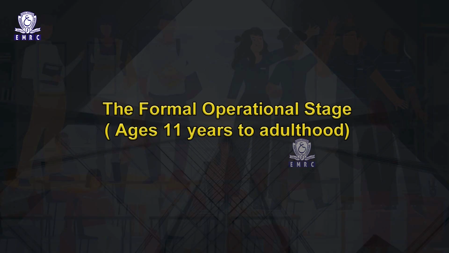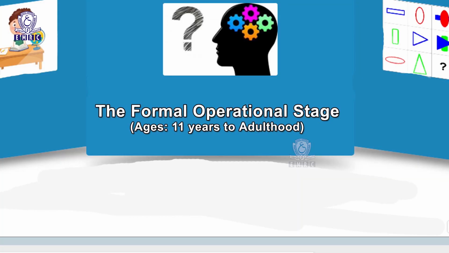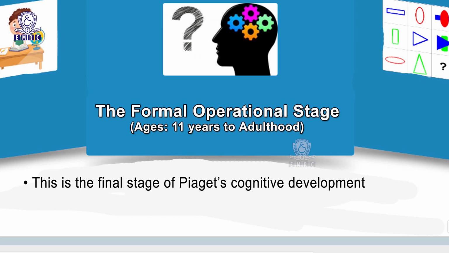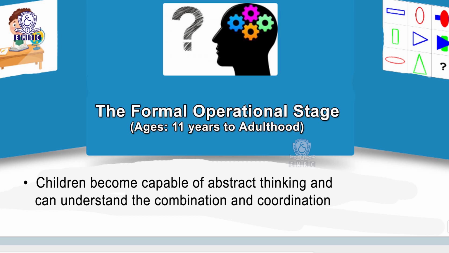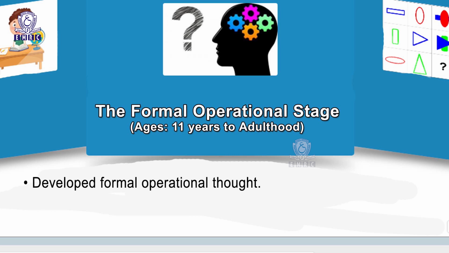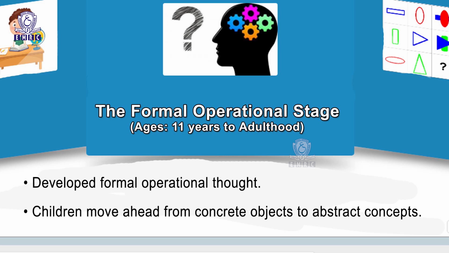Then the final stage of Piaget's theory is the formal operational stage, which is from 11 years to adulthood. So basically an adolescent is in the formal operational stage. This is the final stage of Piaget's cognitive development. Children become capable of abstract thinking and can understand the combination and coordination of numbers and variables. They develop something called formal operational thought. Children move ahead from concrete objects to abstract concepts.